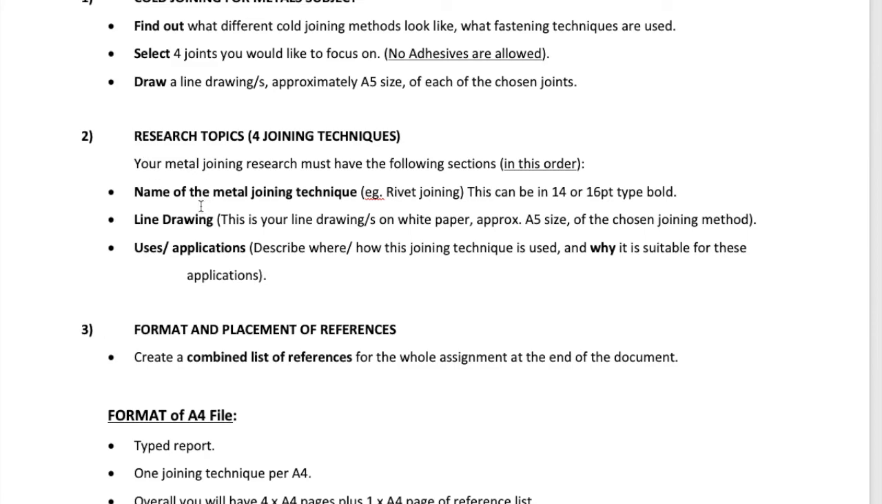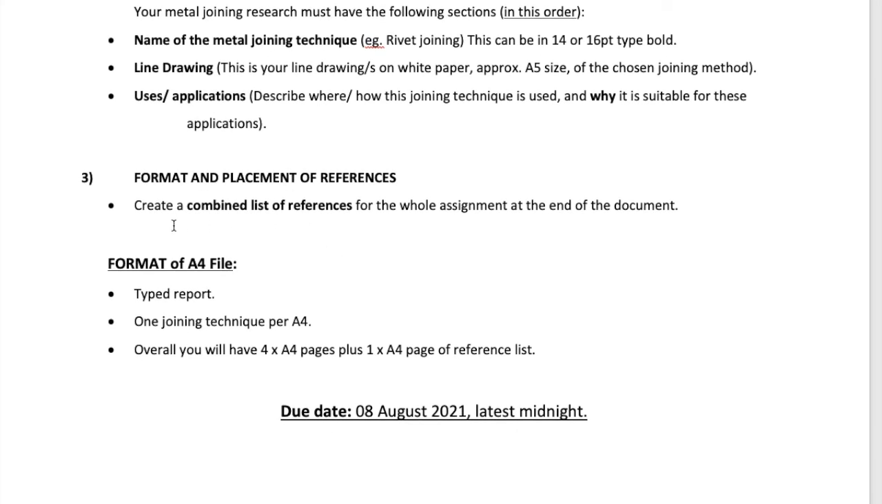In terms of what would be required in the document that you have to submit: the name of the joint, the line drawing of that joint, which has to be roughly A5 size on the A4 page, and the uses or applications of that particular joint. Then, because you have to research, you have to have some references, and these need to be right at the back. Combine the reference list right at the back, as per normal.